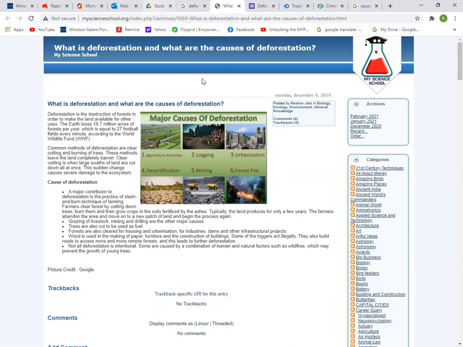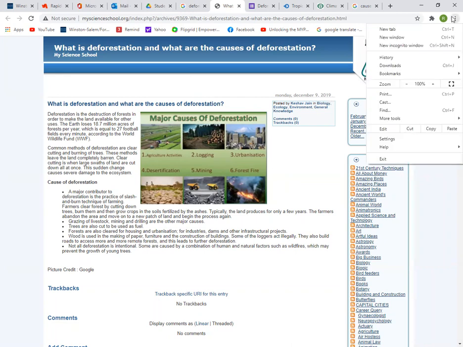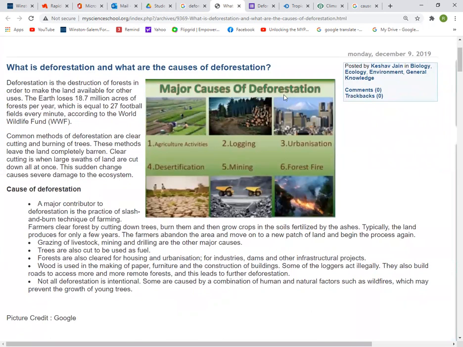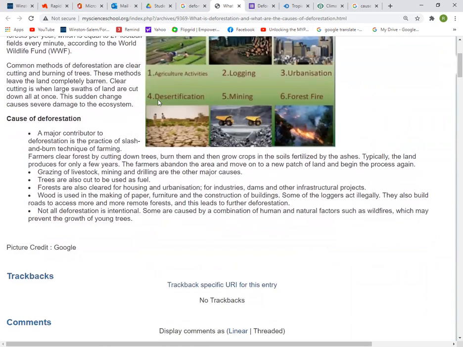Based on this website, mysciencesschool.org, the major causes of deforestation, let me make it bigger so that you can see the pictures. The major causes of deforestation are agricultural activities to provide food for the growing population, logging to provide raw materials for manufacturing, urbanization, more land are required to expand the cities and suburbs. Now, the fourth one probably is new to you, desertification.